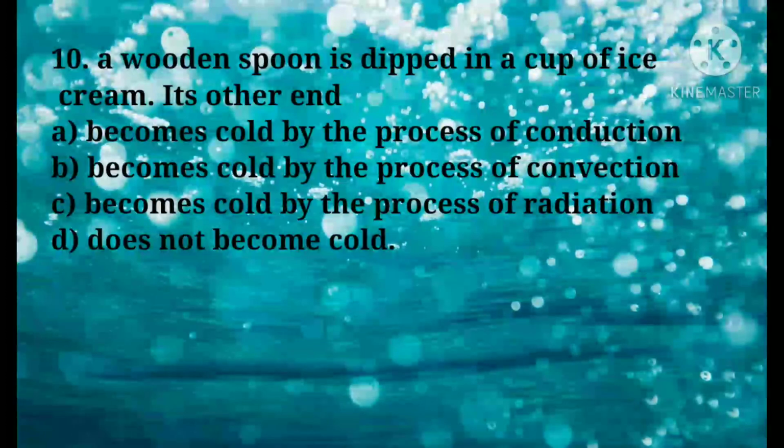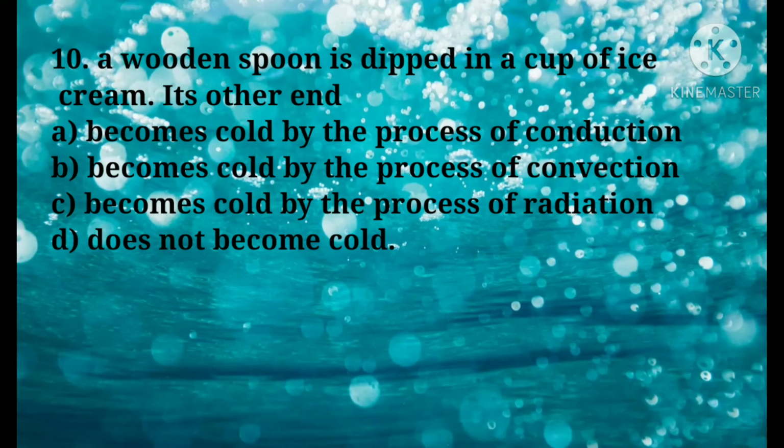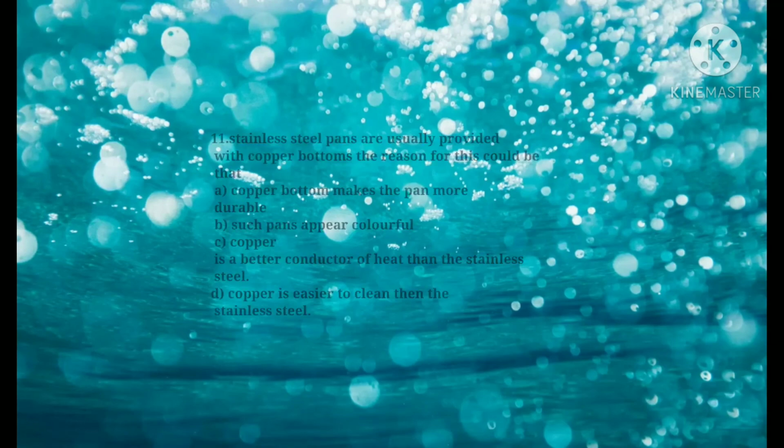Question number 10. A wooden spoon is dipped in a cup of ice cream. Its other end, A, becomes cold by the process of conduction, B, becomes cold by the process of convection, C, becomes cold by the process of radiation, D, does not become cold. Answer. Does not become cold.